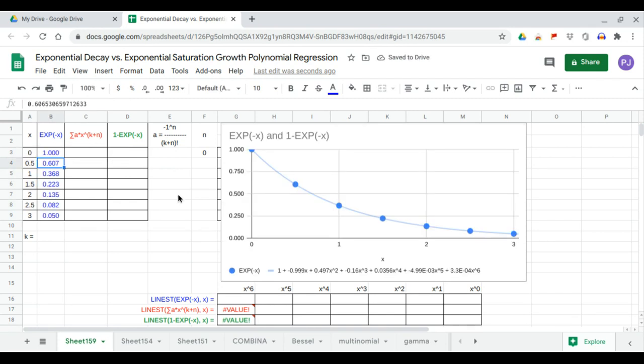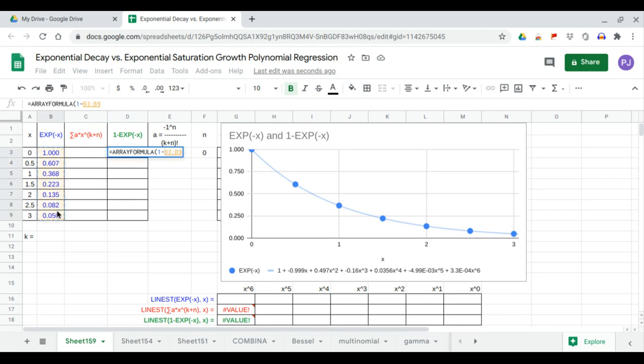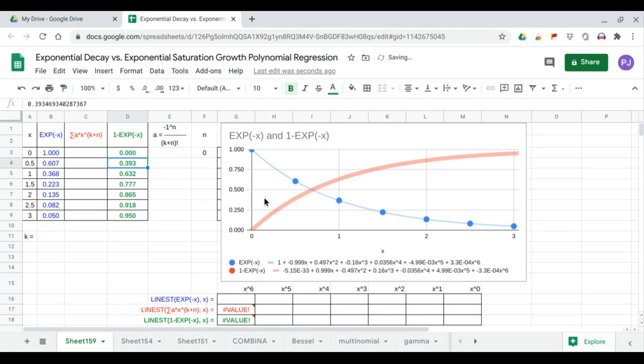Here we have the trend line polynomial of the decay function, which is to the degree of 6, and the trend line is decaying to 0. Next, we draw the trend line of the saturation, which is equal to our formula 1 minus the decay. So here we have the saturation and the trend line polynomial of the saturation growth. So we have the decay and the saturation growth.